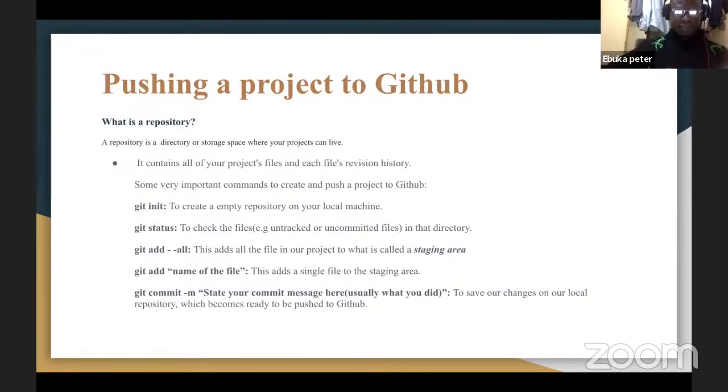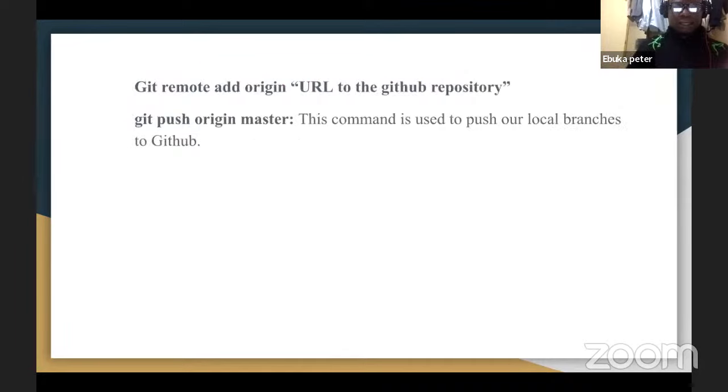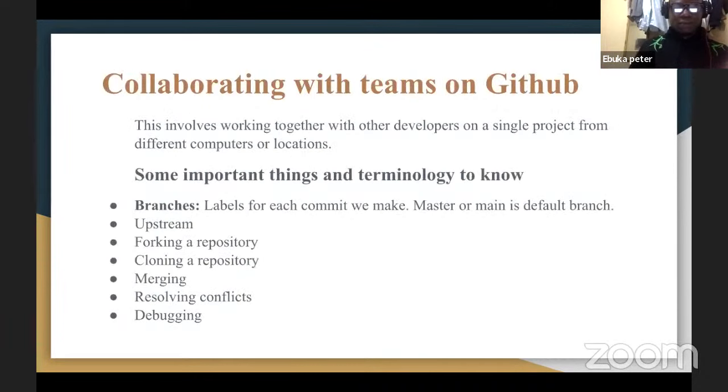Now, there are commands that are very useful: git init, git status, git add, for adding of the file, git commit. Don't worry, I'll share this slide after the class, so you get the commands. Git remote add origin, git push origin. These are practical. These are the commands you get to use while you are doing it. They're more practical than theoretical.